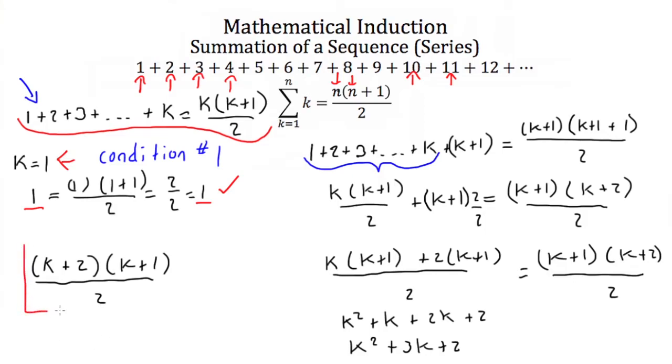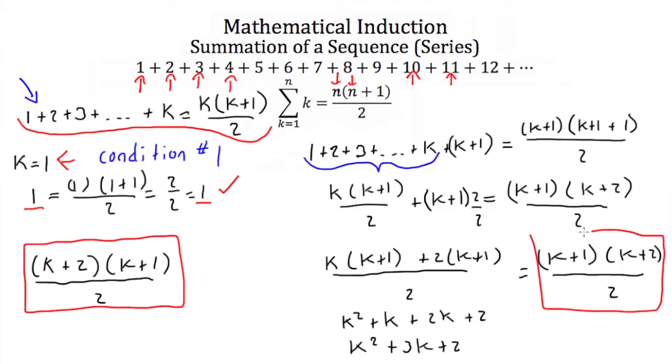And this is exactly the same as this. So my two sides of my equation are equal. And that means that condition 2 is met. And if we meet both of these conditions, that means that this equation here is true.